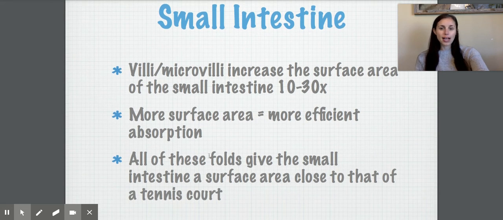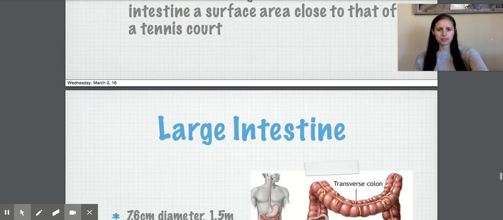These folds actually give the small intestine a surface area close to that of a tennis court. So if you picture a tennis court, that size is folded up into skin cells inside your body. The reason that we're able to do this is because most villi are only one skin cell thick. So you want to have them only be 1 or 2 skin cells thick. The thinner they are, the easier food is able to transfer from them into the capillaries.